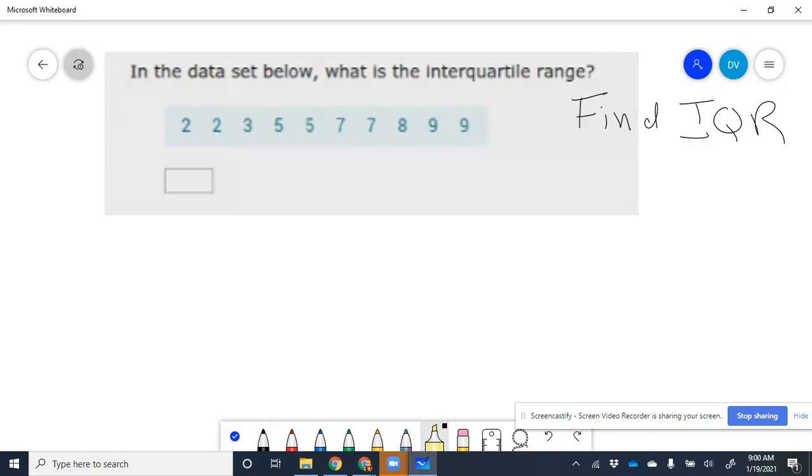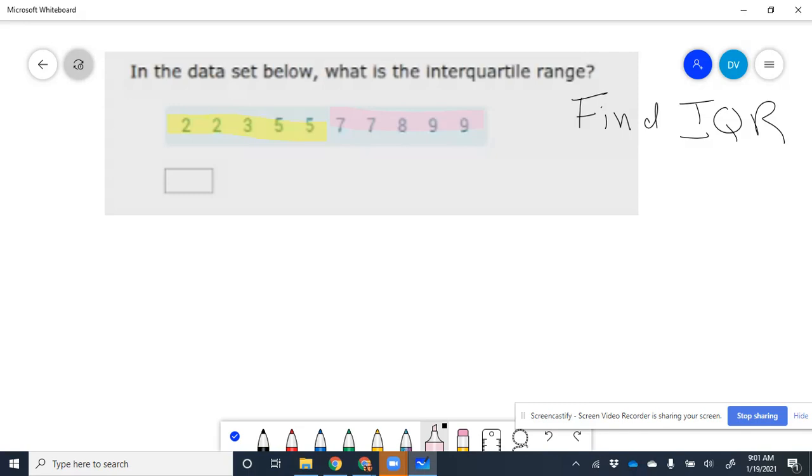But I'm going to break this up into the smaller 5 values. These 5, I'm going to use yellow. And the larger values, I'll use a different color, maybe pink. Okay. Now we want to break up those two groups of data into their quartiles.